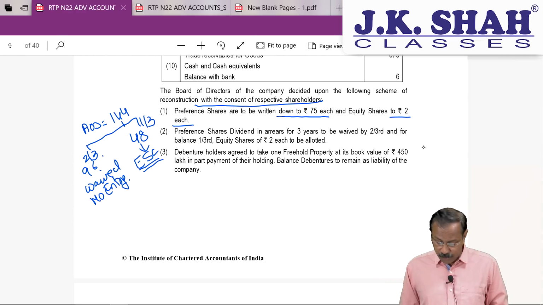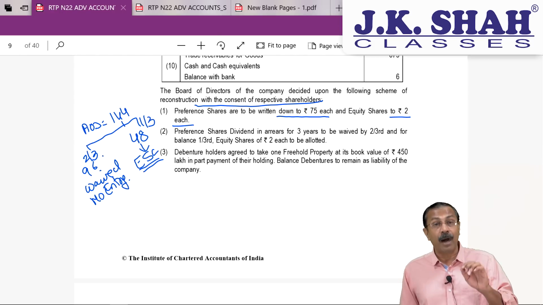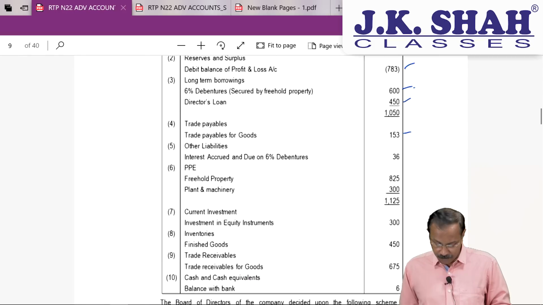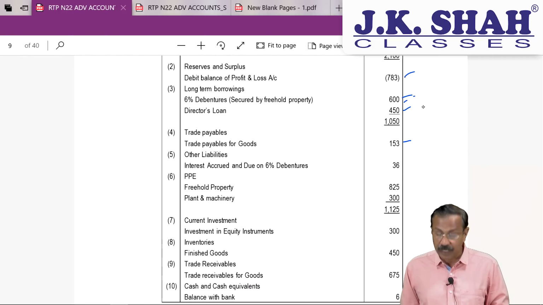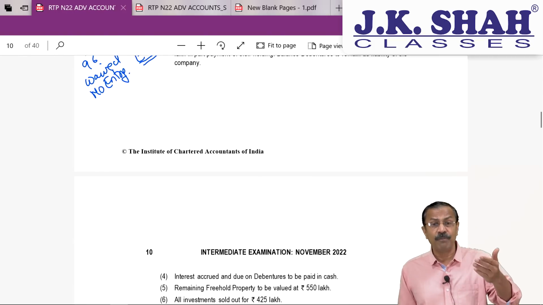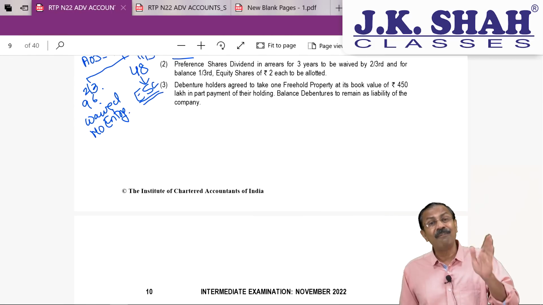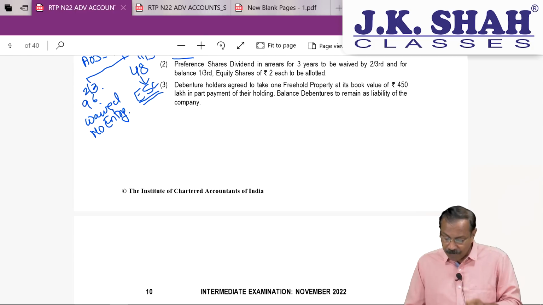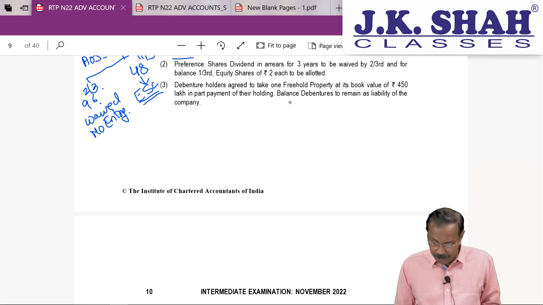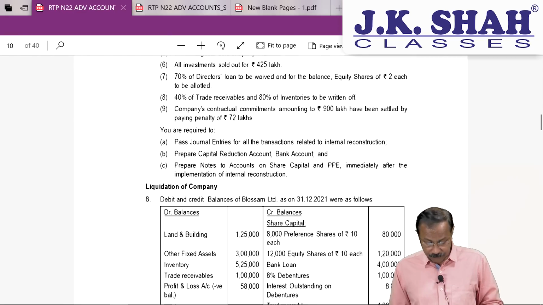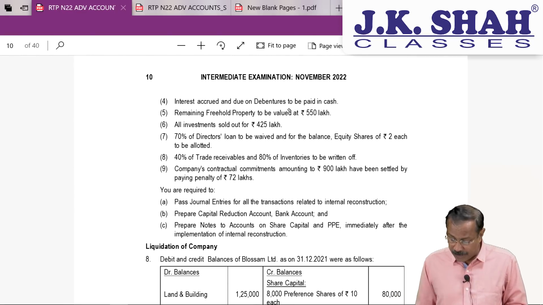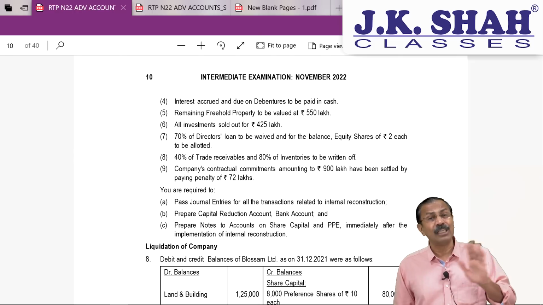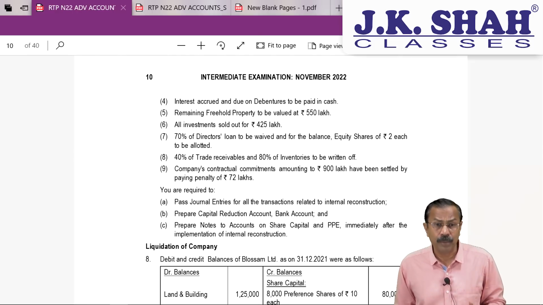Debenture holders agreed to take one freehold property at its book value of 450 lakhs in part payment of their holding. Debenture holders amount was how much? 600. We have given them 450 worth of property. So you still have to pay them 150, remember. Balance debentures to remain as liability. Balance debentures will be 150. Interest accrued and due on debentures is to be paid in cash. Very simple. Accrued interest account debit to cash or bank.